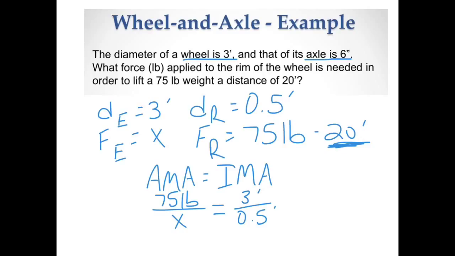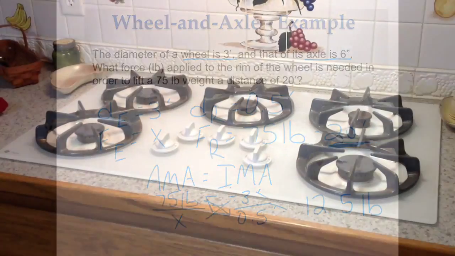All right, so then I say 75 pounds times 0.5, and then divided by 3 feet. My feet are going to be canceling out, and I will have 12.5 pounds.